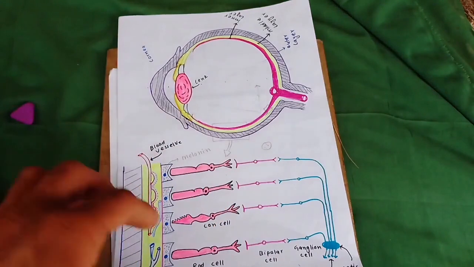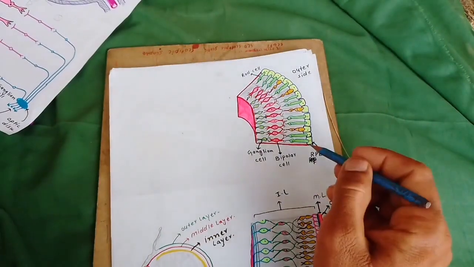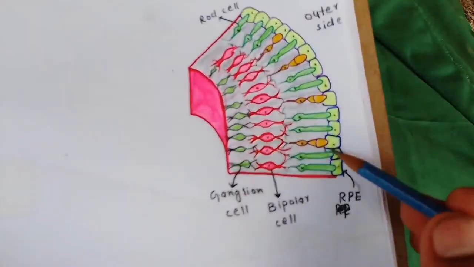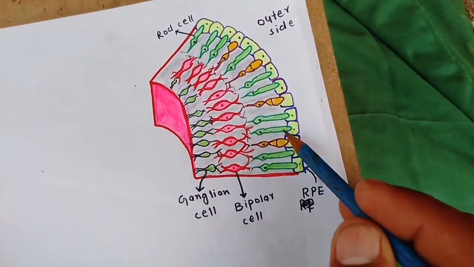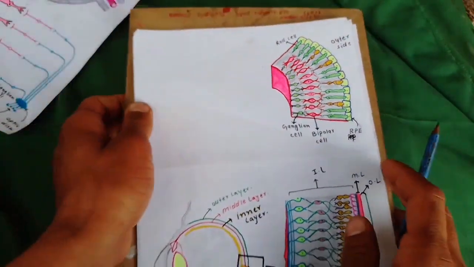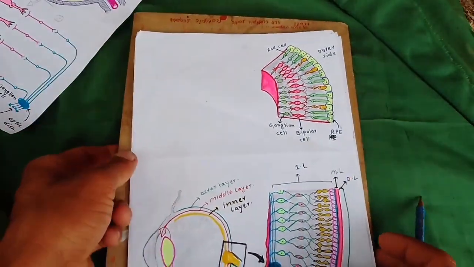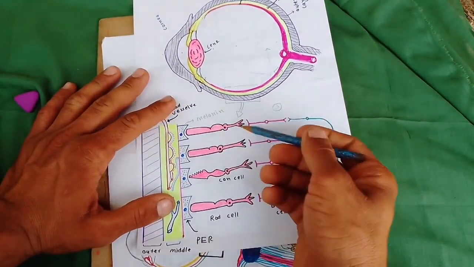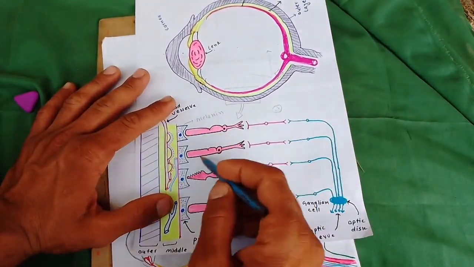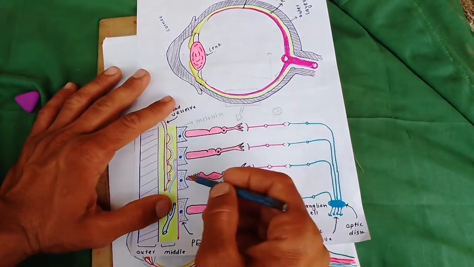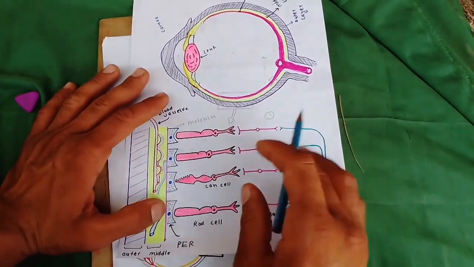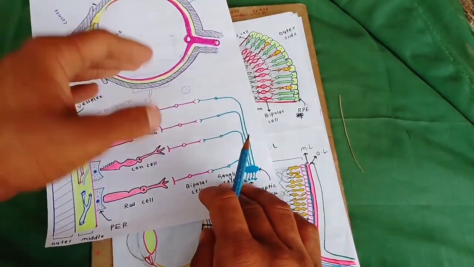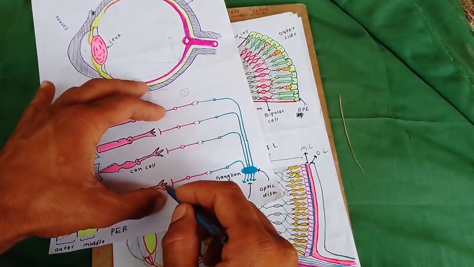So this is the epithelial cell, and this is the rod cell and the cone cell. The rod is rod-shaped and the cone is cone-shaped. What is the rod cell and the cone cell? I will discuss later. After the rod and cone cells, the bipolar cell is present here. I will discuss its function later.